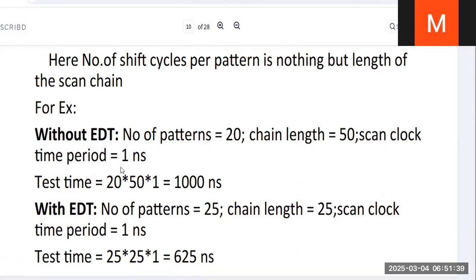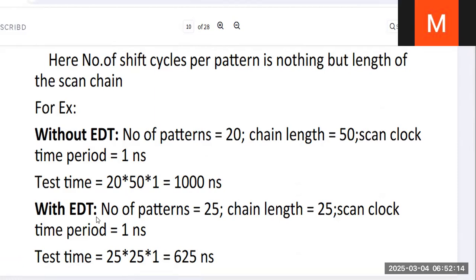The scan clock time period is 1 nanosecond. Test time is the number of patterns times the number of shift cycles per pattern times the clock period. Here the number of patterns is 20, the number of shift cycles per pattern is 50, and the scan clock time period is 1 nanosecond. So without EDT logic, we can complete the operation in 1000 nanoseconds.